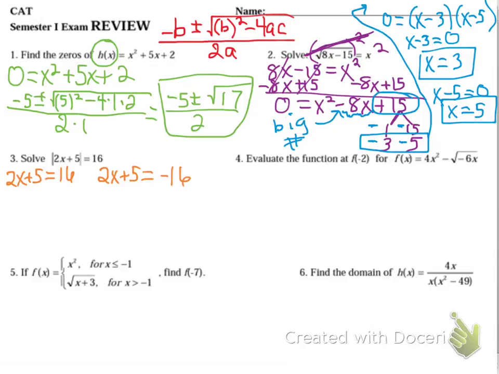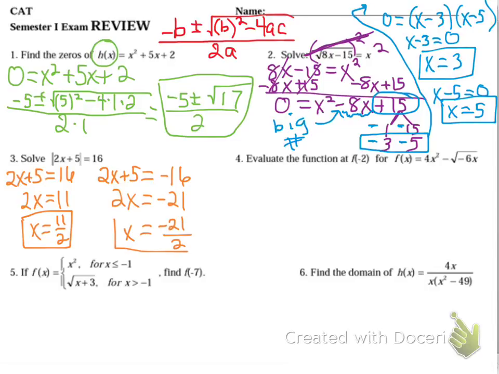So we're going to go through and solve these. If I subtract 5 from each side and then divide by 2, there's one answer. And the same process on the other side. If I go in and subtract 5 and then divide by 2, I get 11/2 and negative 21 over 2.